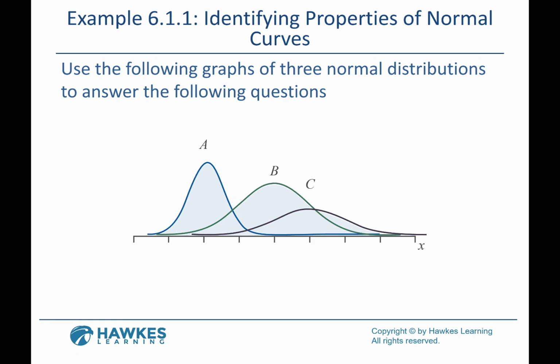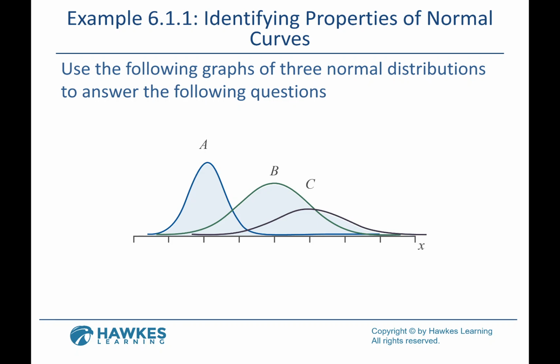Standard deviation is how spread out our data is. So which one's the most spread out? C, yeah, it's squished and spread out. So C has the biggest standard deviation. And then which one would have the smallest standard deviation? A gets the most squished this way, squished horizontally. And then B somewhere in the middle.